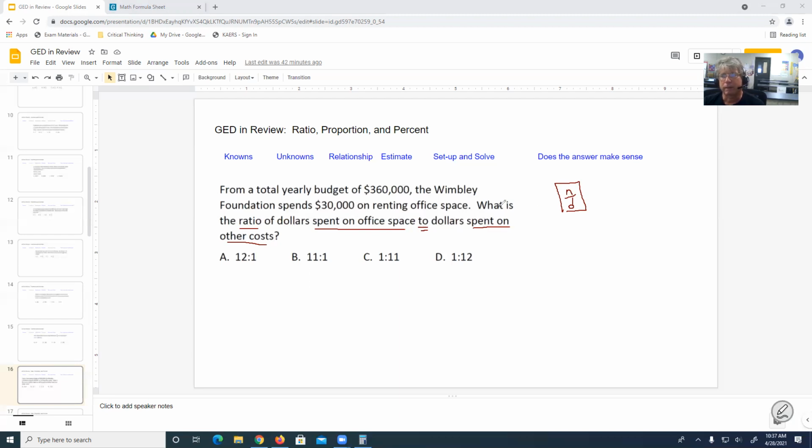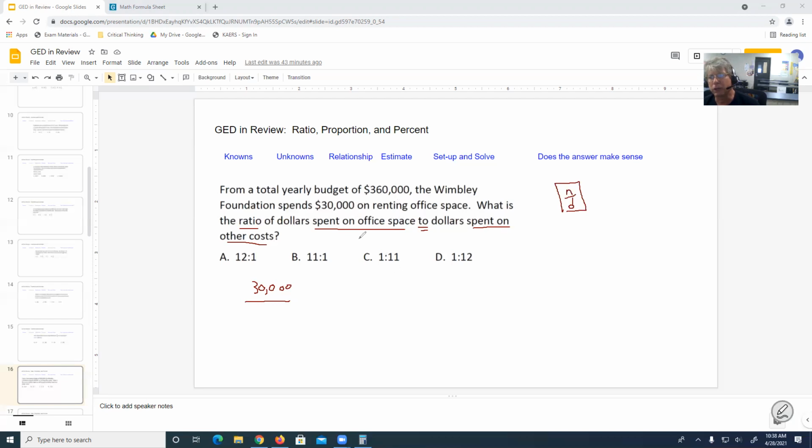So again, some known information: $360,000 is the whole budget. Also known is that $30,000 is spent on renting office space. So in my ratio, I need what's spent on office space, which is the 30,000. That's going to be my top number. And then the catch is what's spent on other costs. The 360 actually is not what's spent on other costs. That's actually the whole budget.